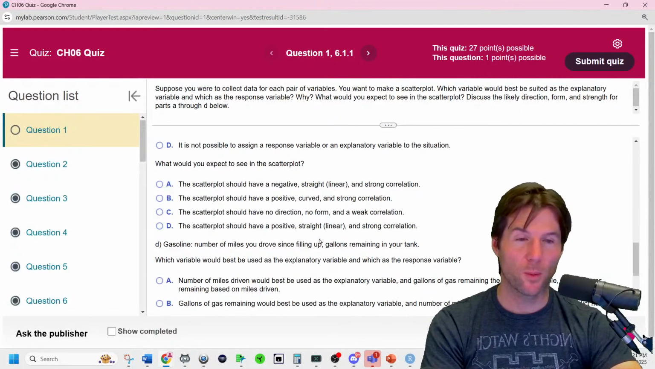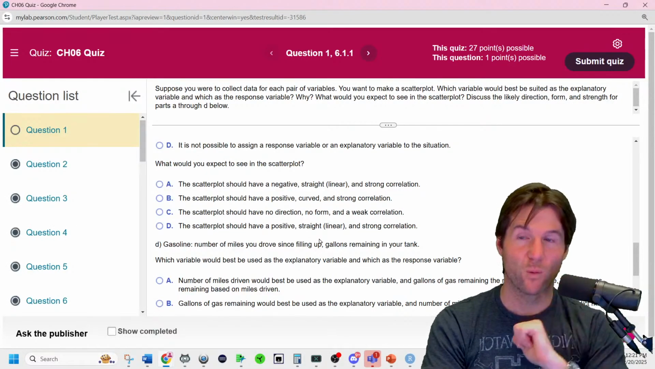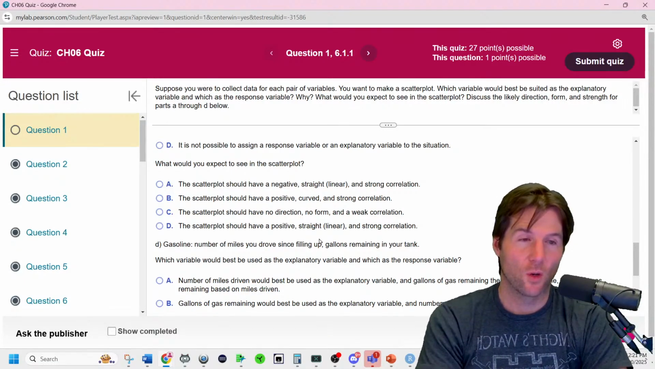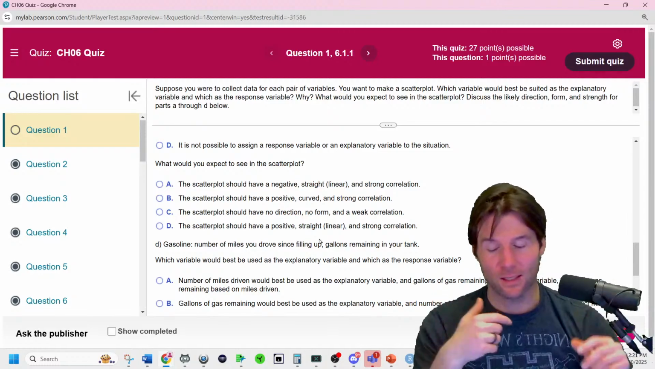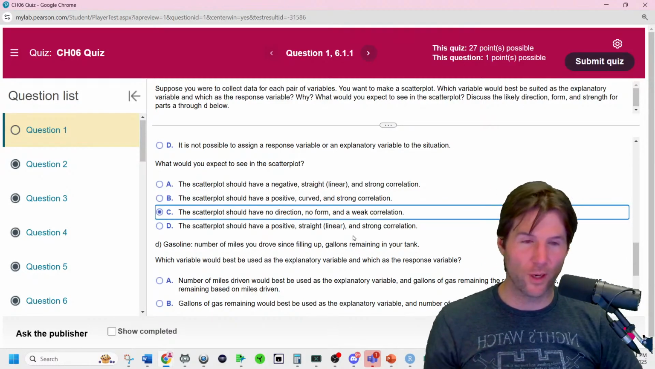The relationship would probably be pretty what? Random. So it would probably just be a non-existent random relationship. Exactly. So it's probably just going to be weak, no direction, nothing going on.